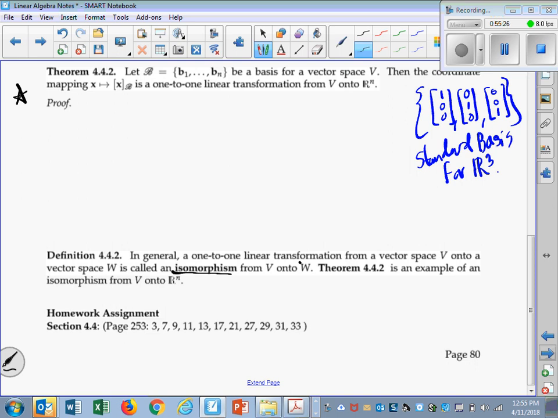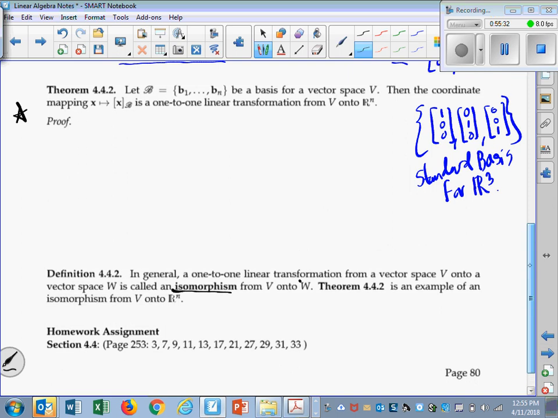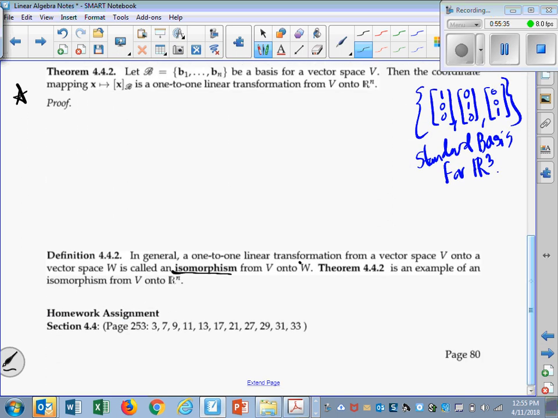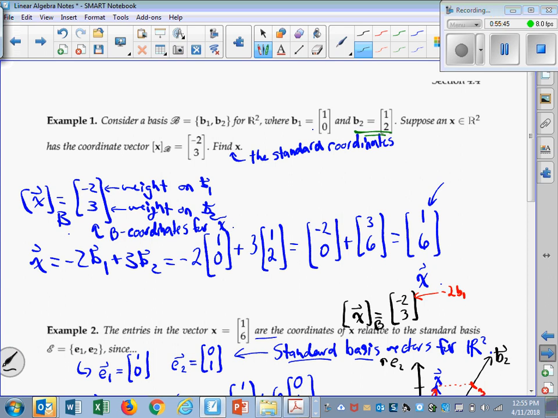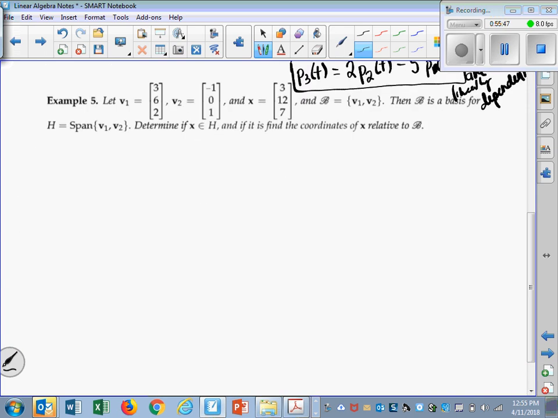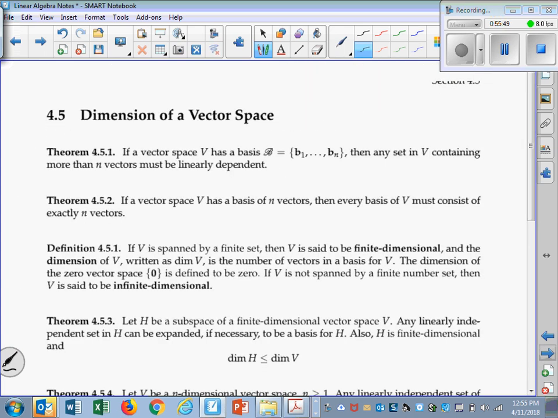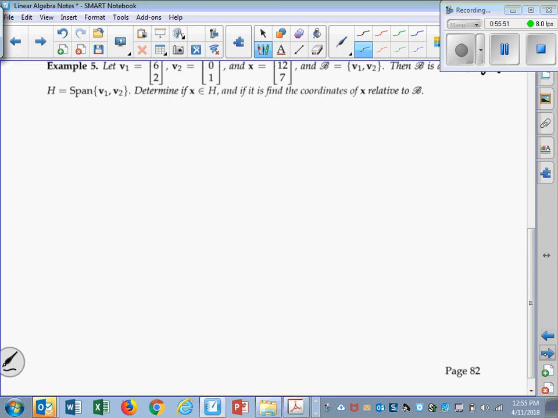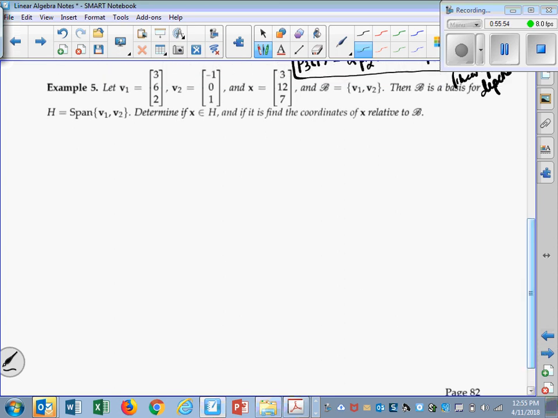Okay. Now let's do that last example. Oops, passed it up. Okay, here we go. What does it say? They give me vectors v1 and v2, both in R3, and then a vector x. They say B is just the set of v1 and v2. Then B is a basis for H. So H happens to be the span of v1 and v2. So I'm assuming that v1 and v2 are linearly independent.